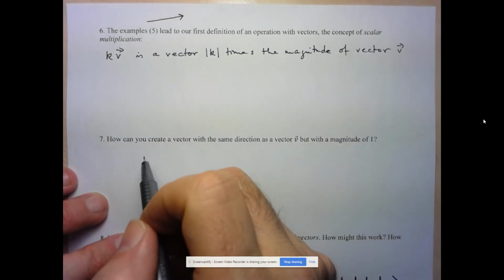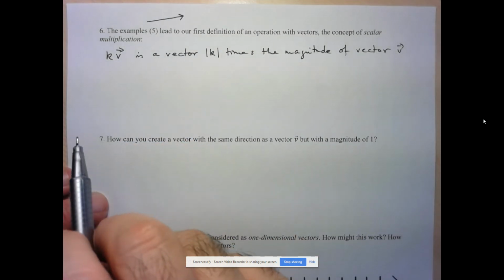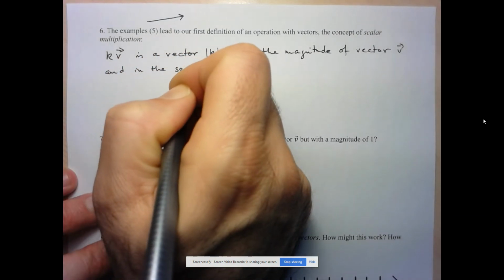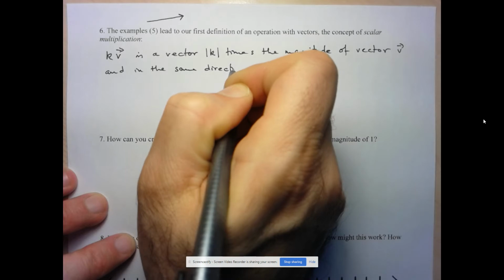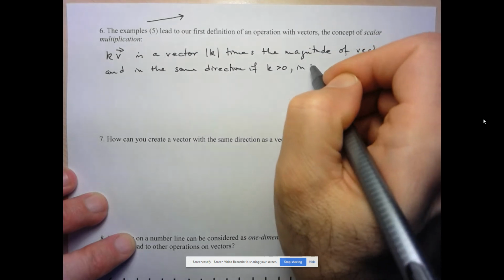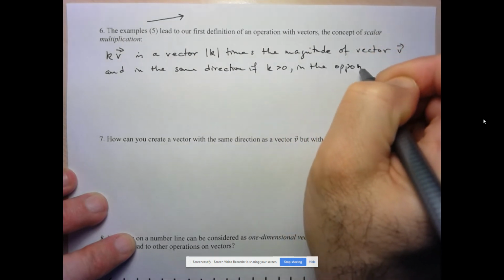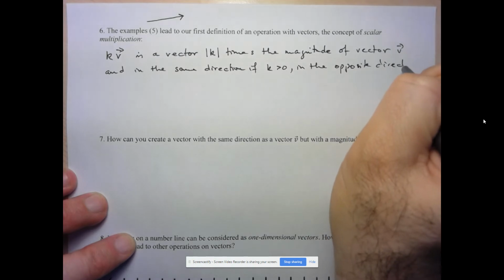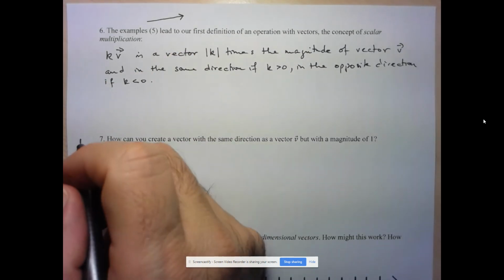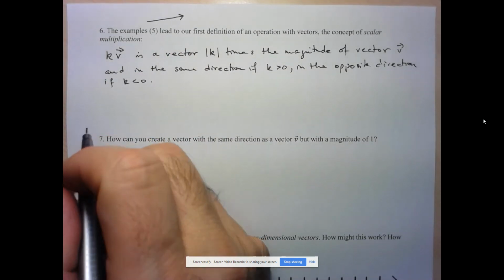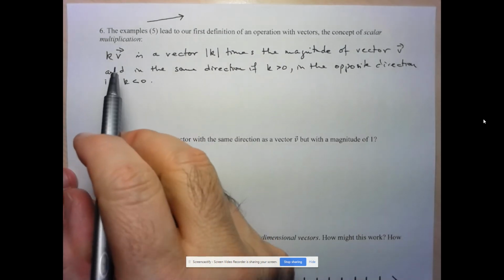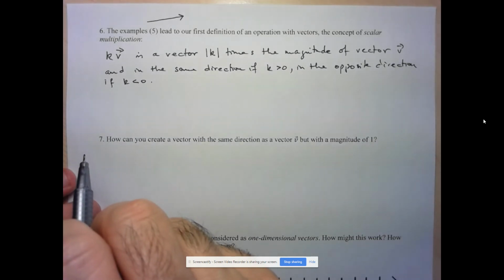I need to describe the direction. So anytime I'm talking about a vector, I need to be talking about both. And we're going to say, in the same direction if k is positive, and in the opposite direction if k is negative. So first of all, we realize that kv is either in the same or opposite direction as the vector v.